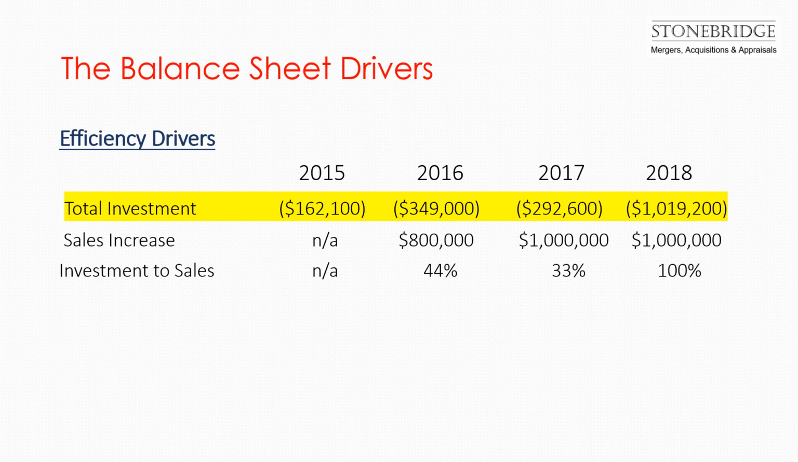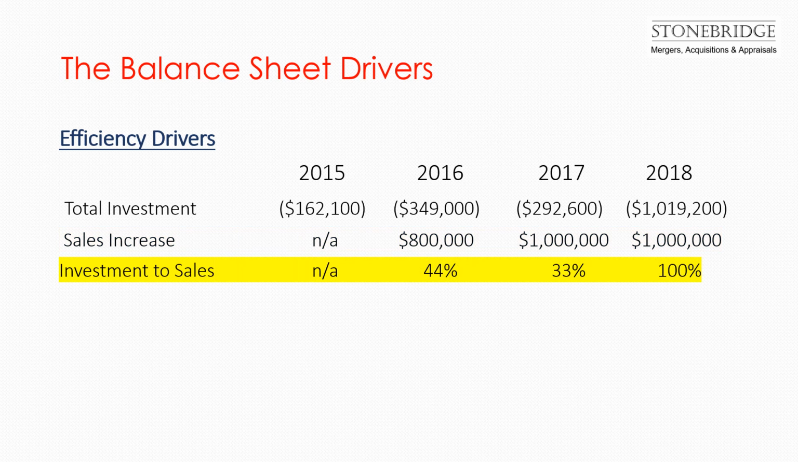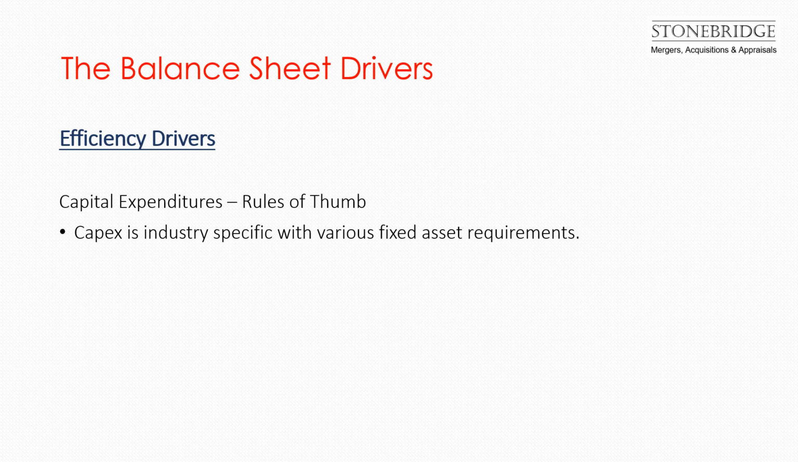Let's look at the cash investment relative to the sales growth. Just by looking at these numbers, we can't really make any deductions. But we would have several questions to ask the company to see what's behind these numbers. Now let's talk about the last cash driver, capital investment. Capital expenditures are specific to industries and every company's fixed asset requirements. So here, let's just look and review CapEx rules of thumb.